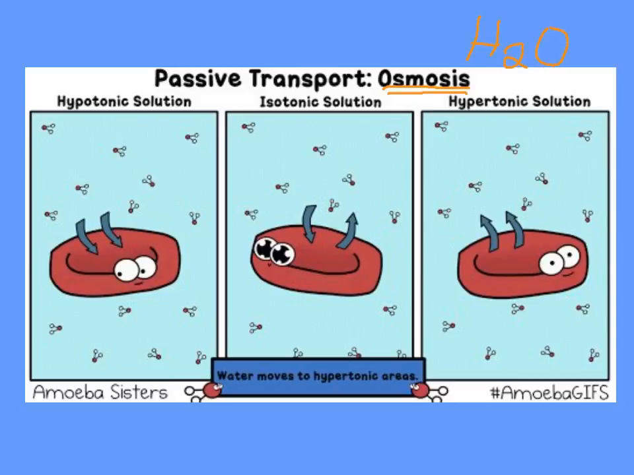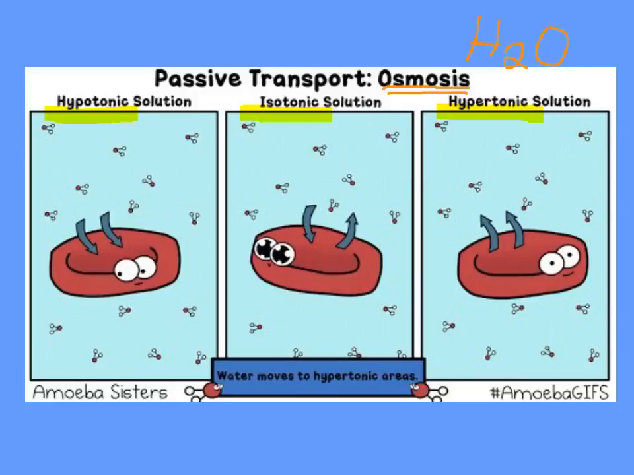osmosis. Now, this example is trying to remind you of the three different types of solutions that we will have according to what is outside and inside the cell. We will have hypotonic solution, isotonic solution, and hypertonic solution. These drawings represent red blood cells, the cells that run inside our blood, and they are very sensitive to different concentrations of water outside and inside the cell.